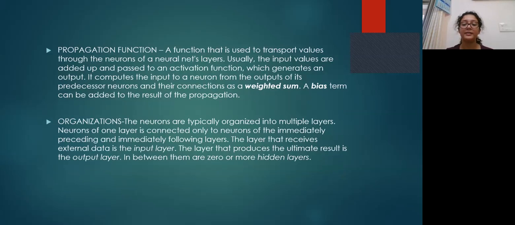So the whole network is divided into multiple layers: the input layer, the hidden layers, and the output layer. What the input layer does is it gets the data from the external sources. The main function of the hidden layer is to process the data, to evaluate the inputs, and the output layer is there to give us the result.